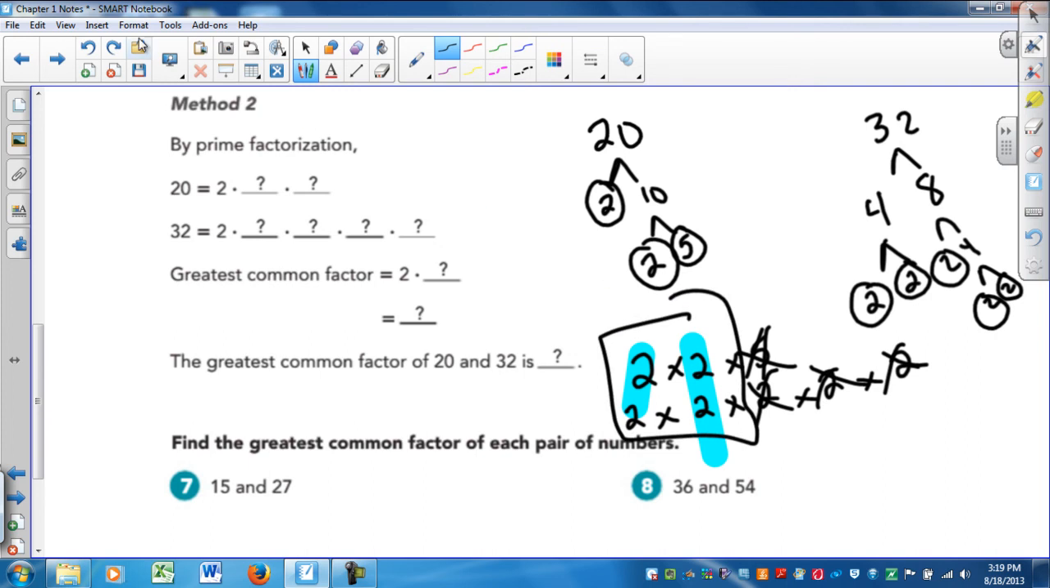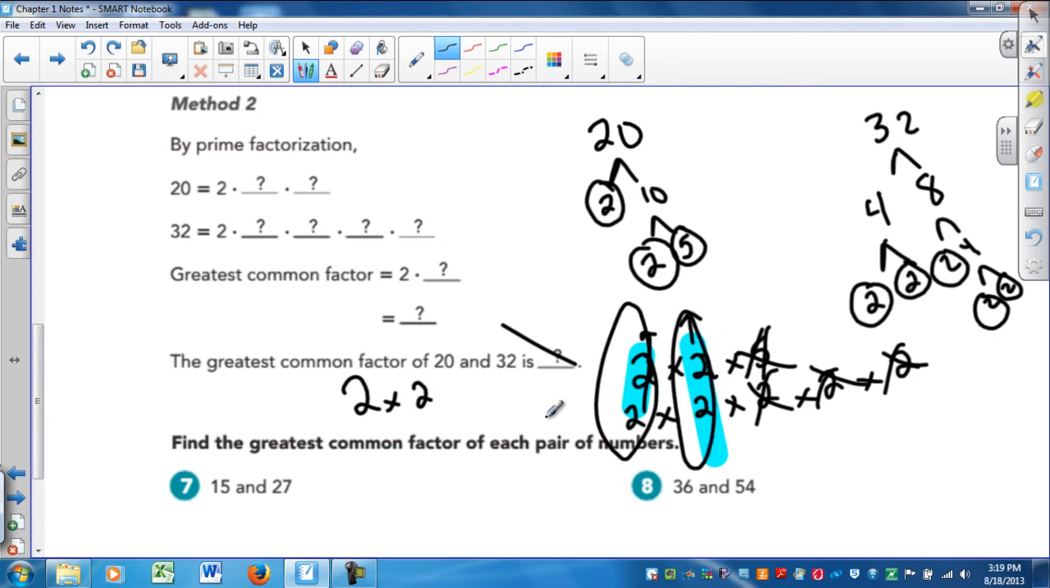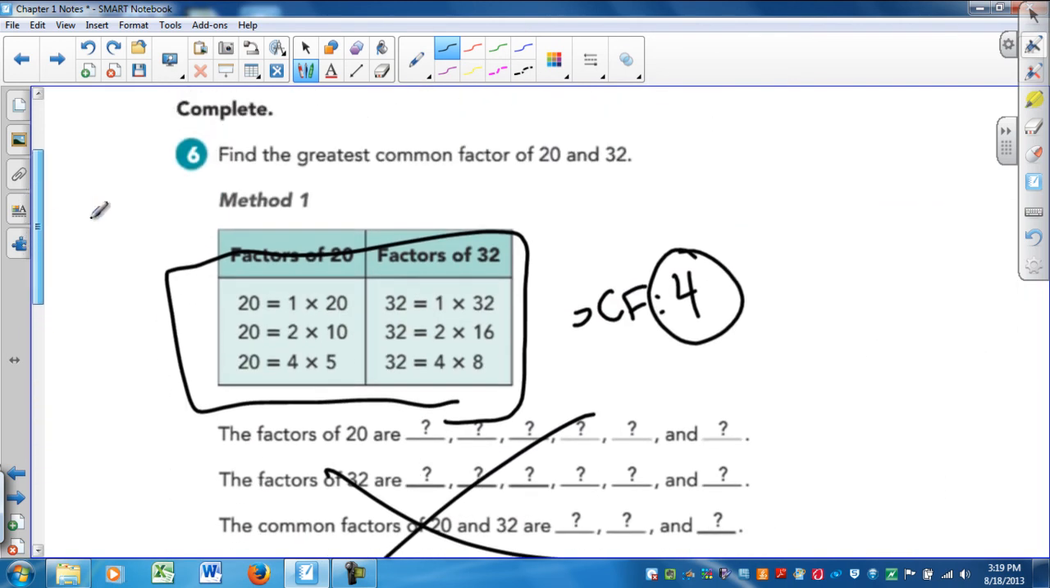Okay? So, remember, how many do we take from each section? We take 1. Okay, so 2 times 2. That came from that highlighted one right there. That came from that. The GCF for these two numbers is 4, which, if you'll remember, is what it was up here with the same two numbers using method 1, the list method.